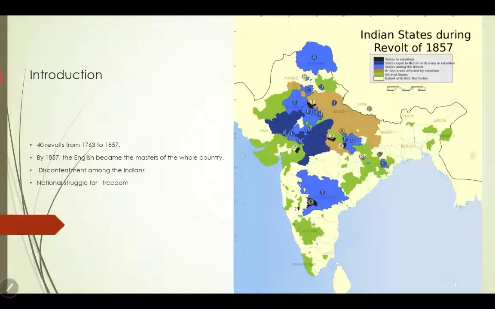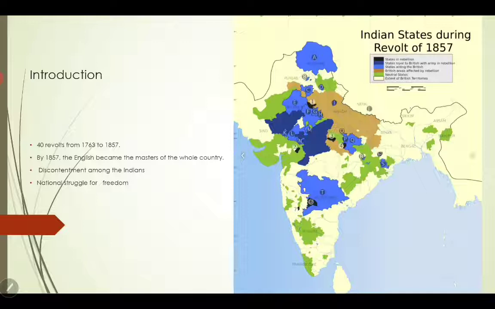It wasn't the first revolt. There were around 40 revolts from 1763 to 1857. Though the Britishers had come to India on 24th August 1608 just with the intention of trading, they established their first company after 6 years and the second company in Madras.